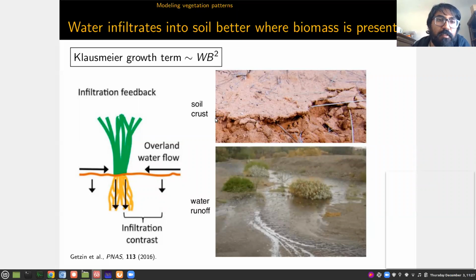And so what we have is this biomass feedback on infiltration, where if there's no biomass, it's hard for the water to get into the soil. And if there is biomass, it's easier for the water to get into the soil. That's heuristically captured in this model. Other models capture it more explicitly, but that's really one of the more important mechanisms we think in allowing these patterns to form.